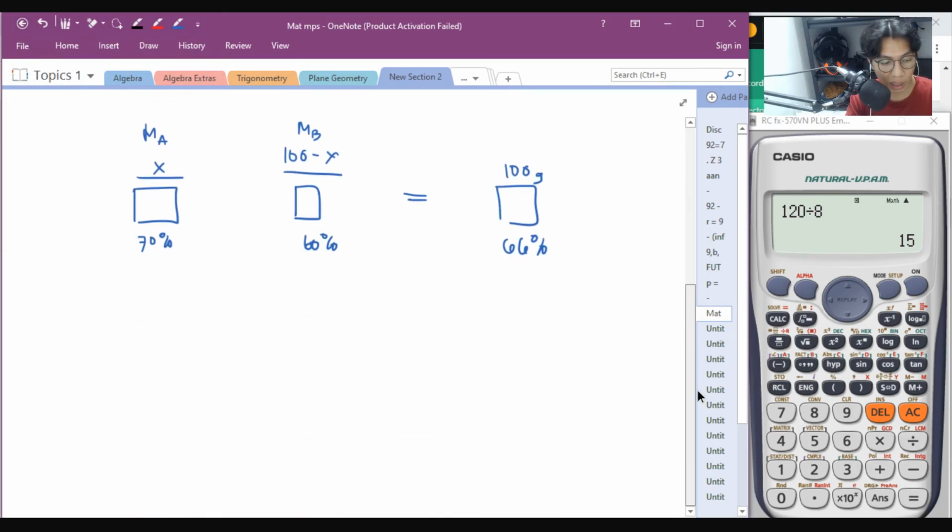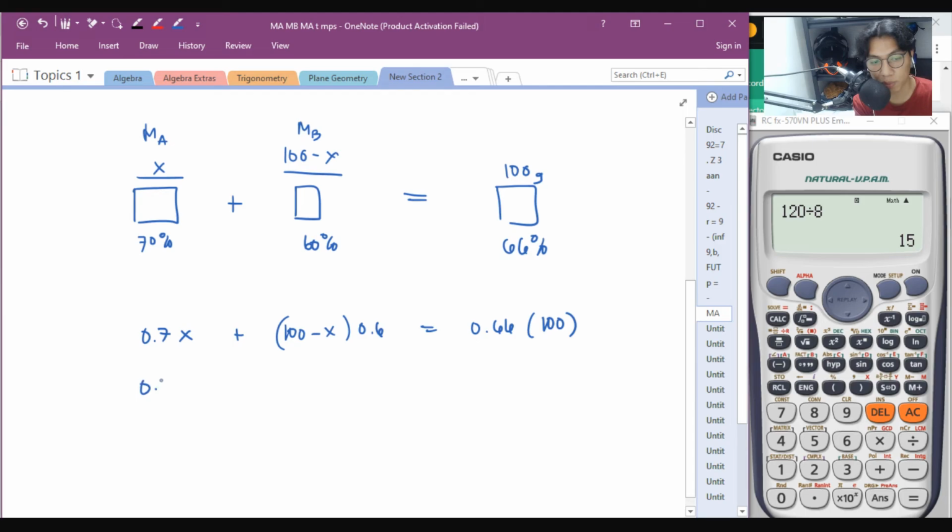Alamin natin yung kanilang mixture. So, dito, 70. So, 0.7x plus, add mo to 100 minus x multiplied to 0.6 will be equal to 0.66 times 100. O yan. Simplify natin. 0.7x plus 0.6 times 100.